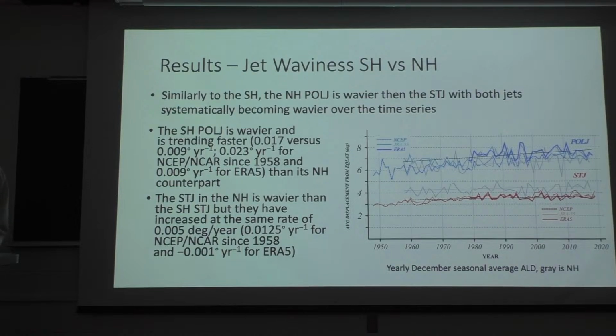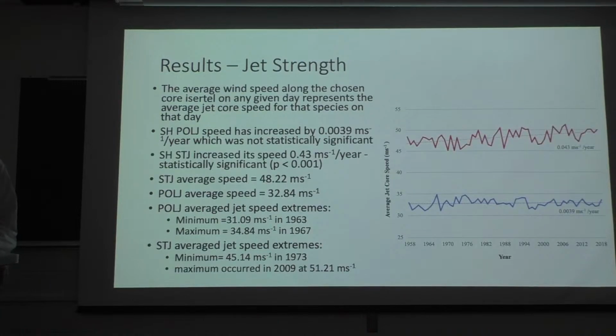All right. So, as we were saying, the Southern Hemisphere polar jet is wavier and is trending faster than its Northern Hemisphere counterpart. And the subtropical jet in the Northern Hemisphere is actually wavier than the Southern Hemisphere subtropical jet, but they have increased at about the same rate per year. The average wind speed along the chosen core isotach on any given day represents the average jet core speed for that jet on that day.